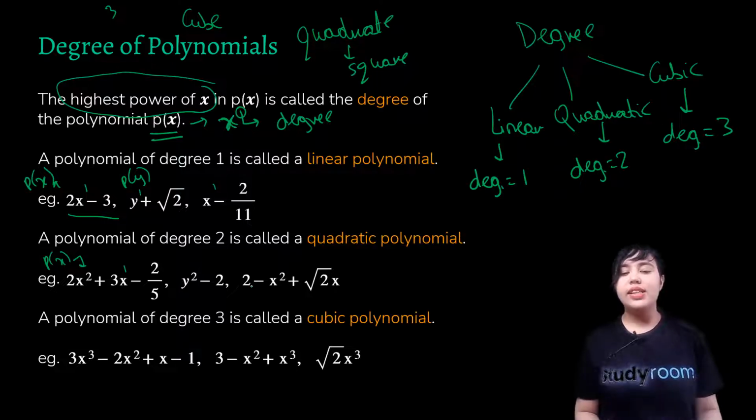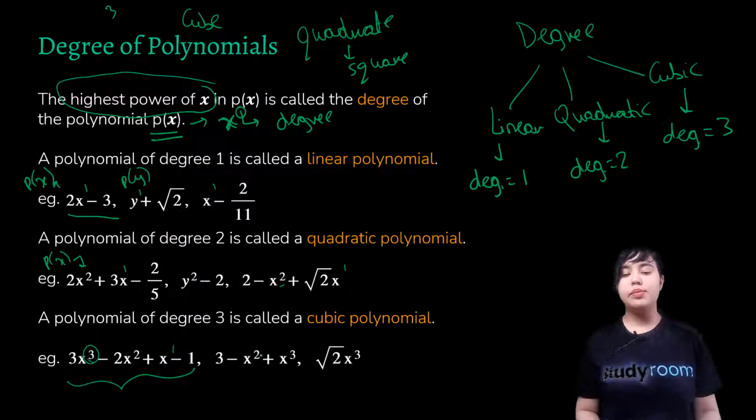Here we see that we have 2 minus x square plus root 2x. So here x has exponent 1, here it has 2. We look at the highest power 2, that makes it degree 2 and hence a quadratic polynomial. Then here we have some cases of cubic polynomials. So here x has power 3, 2 and 1 respectively. We choose the highest power, which is 3, and that becomes the degree of this polynomial, and that's why we call it a cubic polynomial.